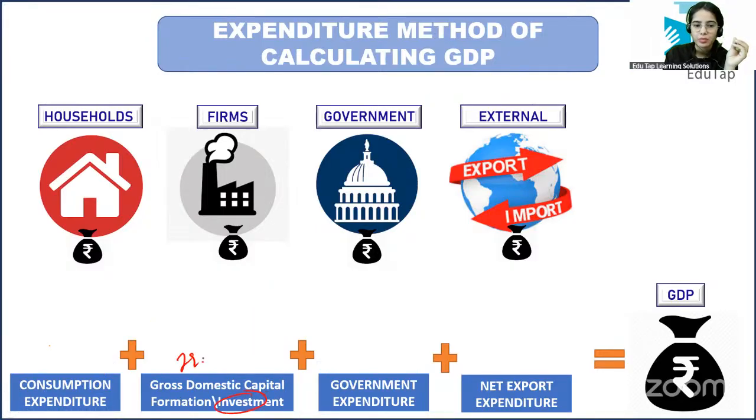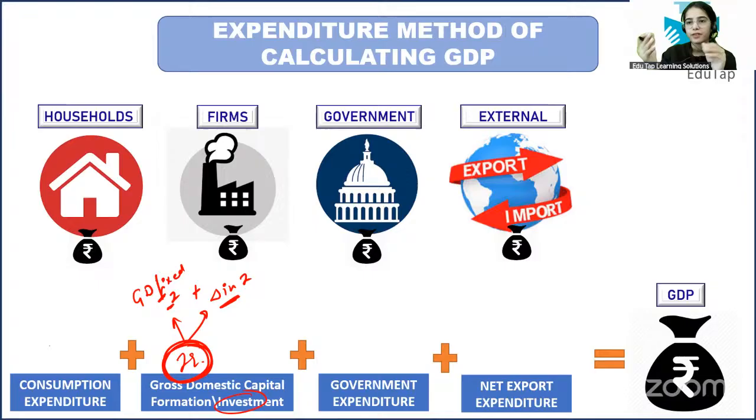So the investment expenditure includes two kinds of investment: gross domestic fixed investment or fixed capital formation, that is your assets, plus change in inventories. So investment expenditure is your fixed investment plus change in inventories, the inventories that are being developed by the factories. Any confusion here, anyone?